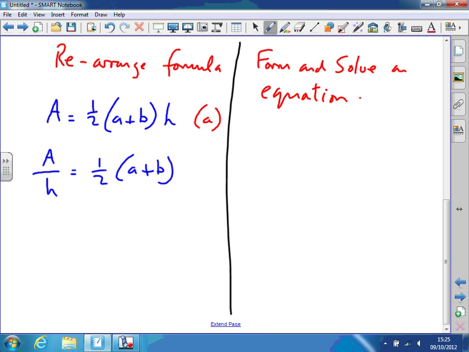Divided by a half, yes. Remember we were talking about finding a half of something is the same as dividing it by... So instead of divided by a half, multiplied by 2. Same thing, okay? So multiply both sides by 2. 2a over h equals a plus b.